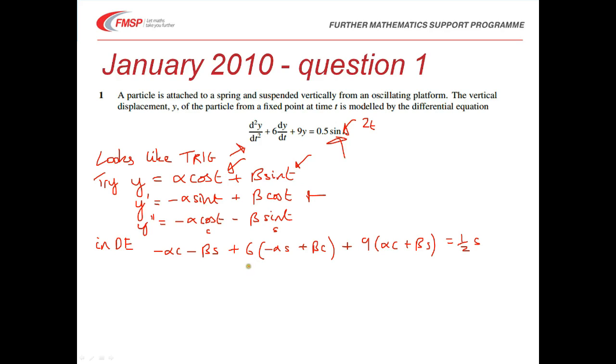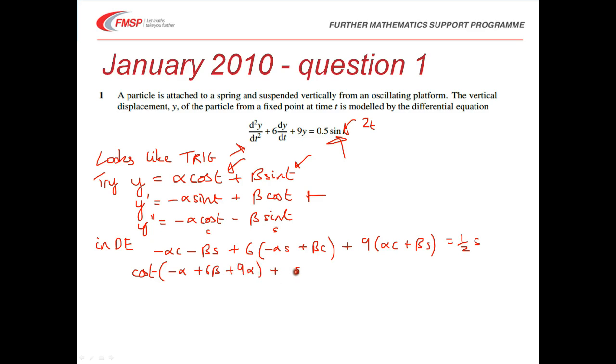Okay, now it's just a bit of an algebraic mission, so I'm going to tidy everything up here. I'm going to collect all the cosine terms together. And I think I'm going to do it in one go. I'm going to write cos t here and collect all those terms. There's a minus alpha, there's a 6 beta, and there's a 9 alpha. So minus alpha plus 6 beta. And what else have we got? A 9 alpha.